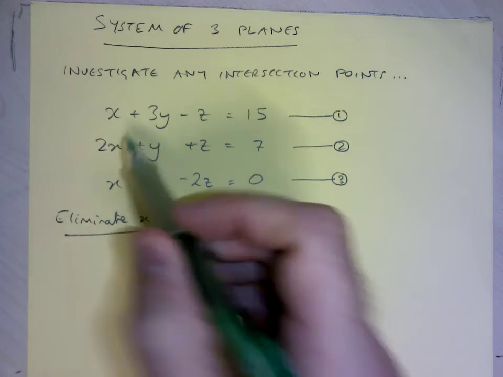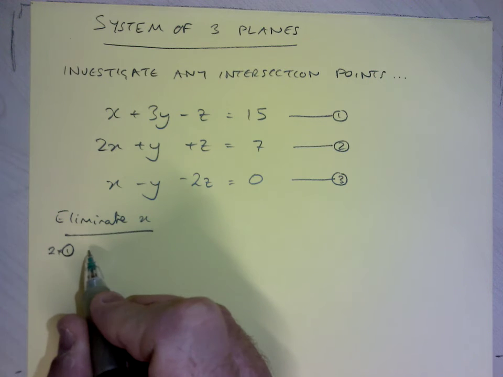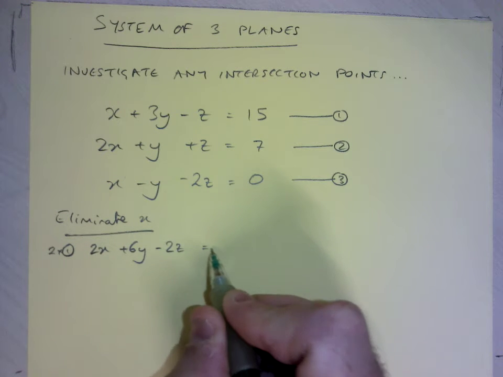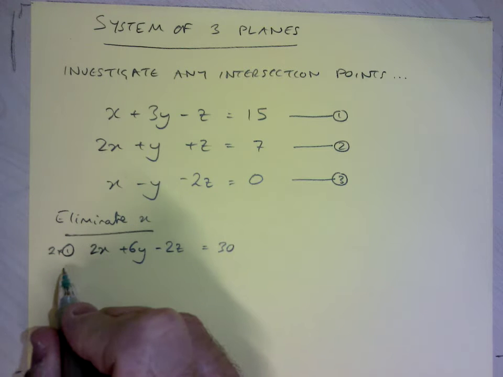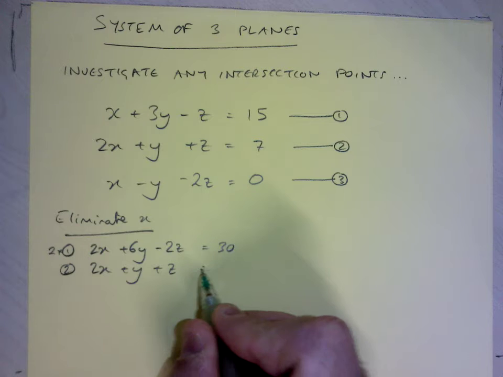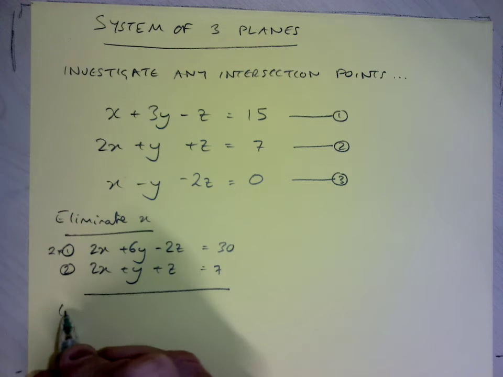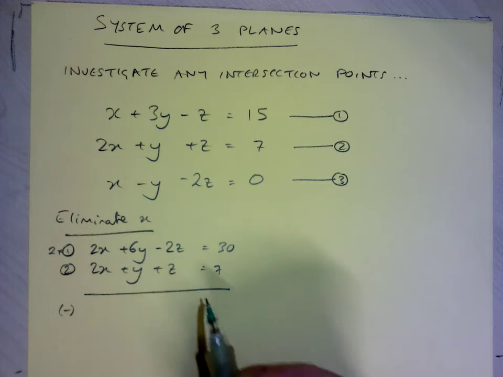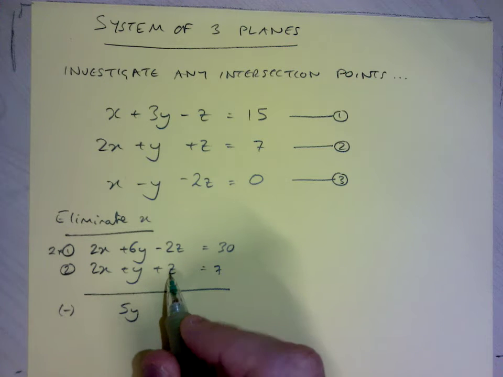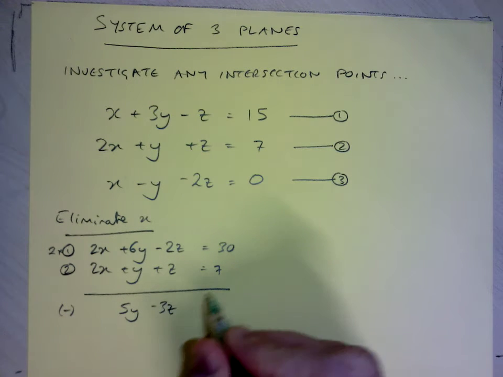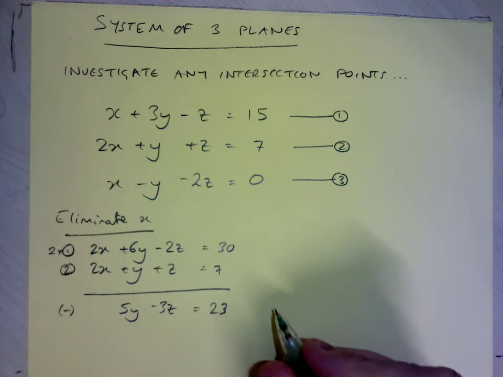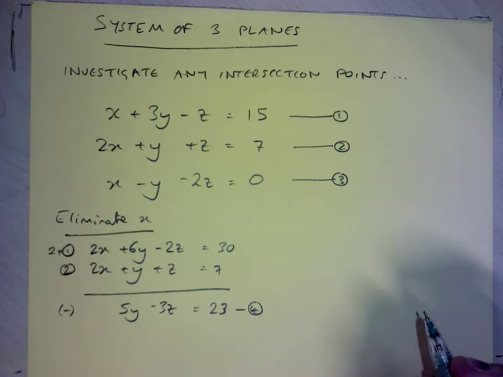So to eliminate x, I'm going to take two lots of equation 1, 2x plus 6y minus 2z is 30. And I'm going to use equation 2, 2x plus y plus z is 7. And I can see if I subtract those, I'll eliminate x. So 6y minus y is 5y, minus 2z minus z is minus 3z, and 30 minus 7 is 23. I'm going to call that equation 4. I'll come back to that in a moment.